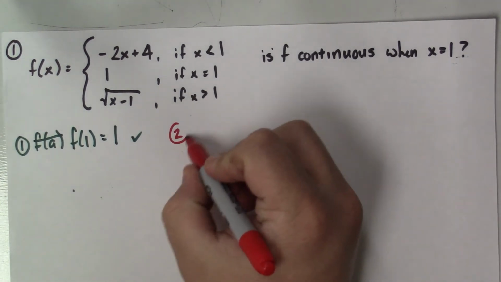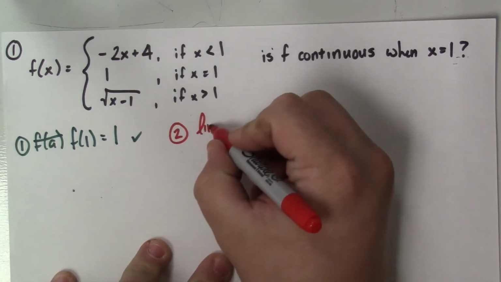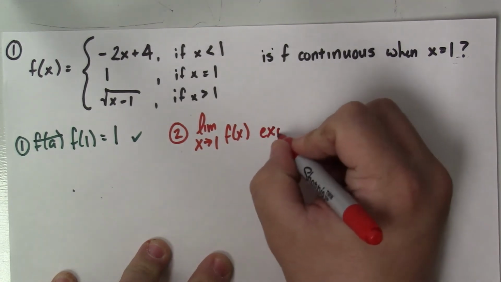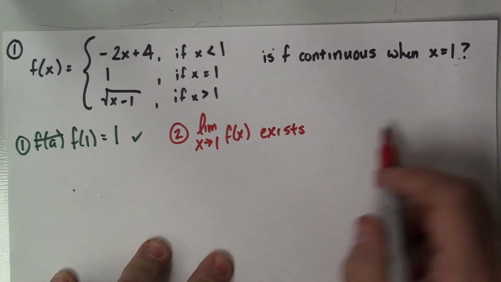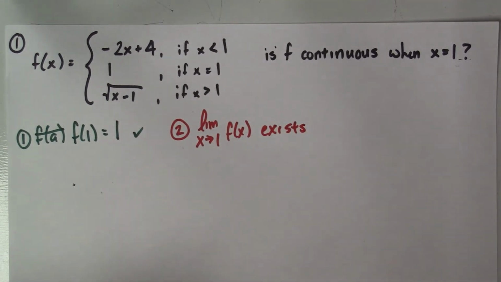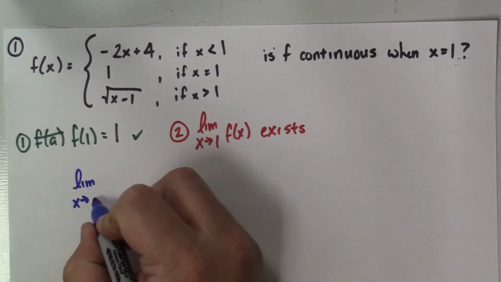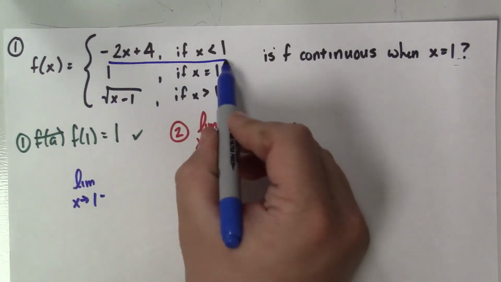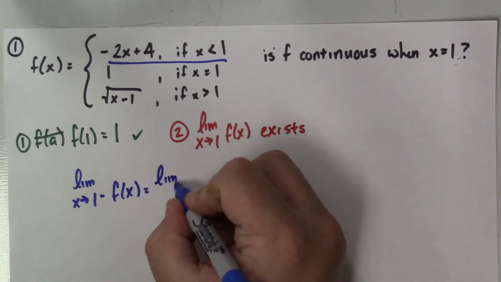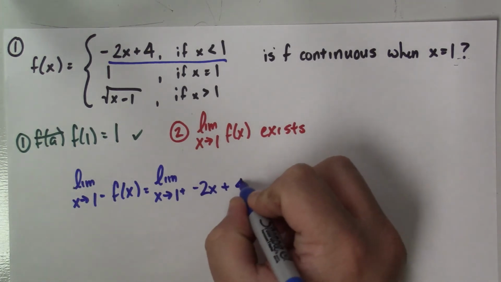Part 2 is probably the hardest part, and that's checking both sides of the limit. So part 2 asks that the limit as x goes to 1 of f of x exists. Well, that only works if, and I'm going to have to compute the left hand and the right hand limits. So the limit as x goes to 1 from the left, we're going to follow the top rule. So that's the limit as x goes to 1 from the left of negative 2x plus 4.